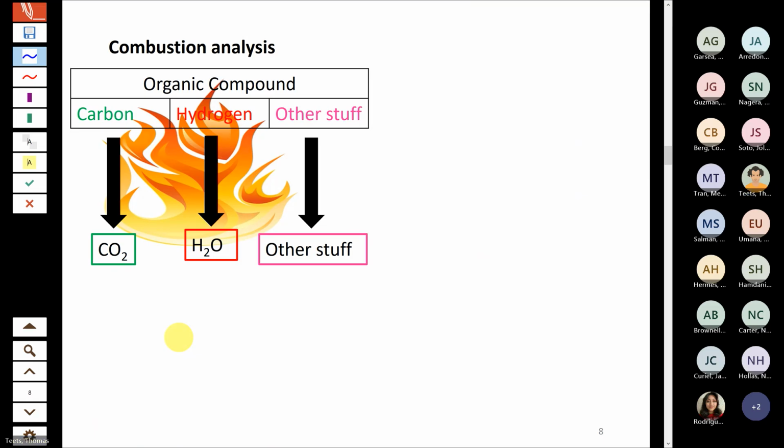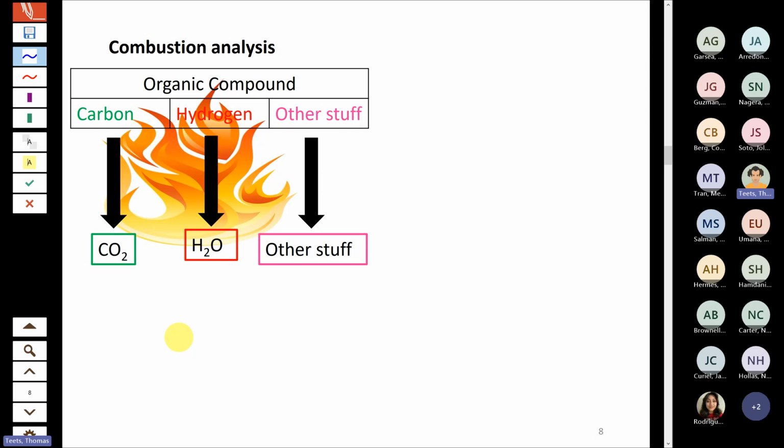We're going to add more steps to this now. So this is a common method that people use to determine the empirical formula of an unknown compound. It sounds pretty crude. You just take a compound and set it on fire.